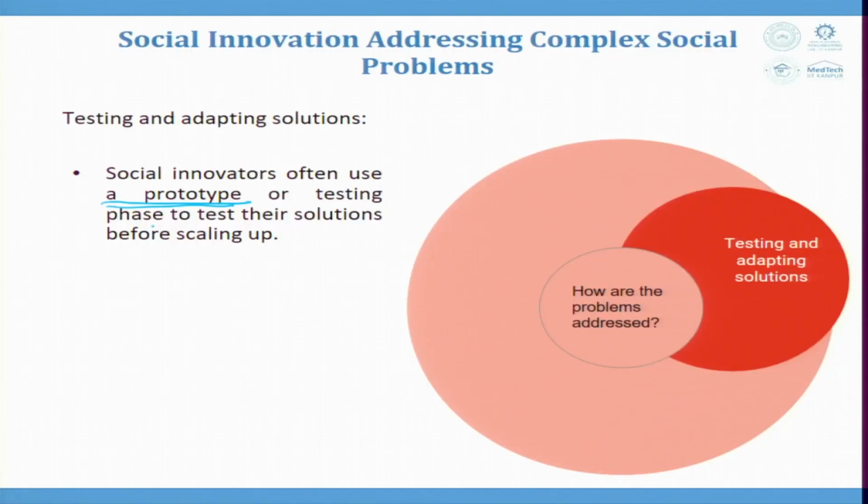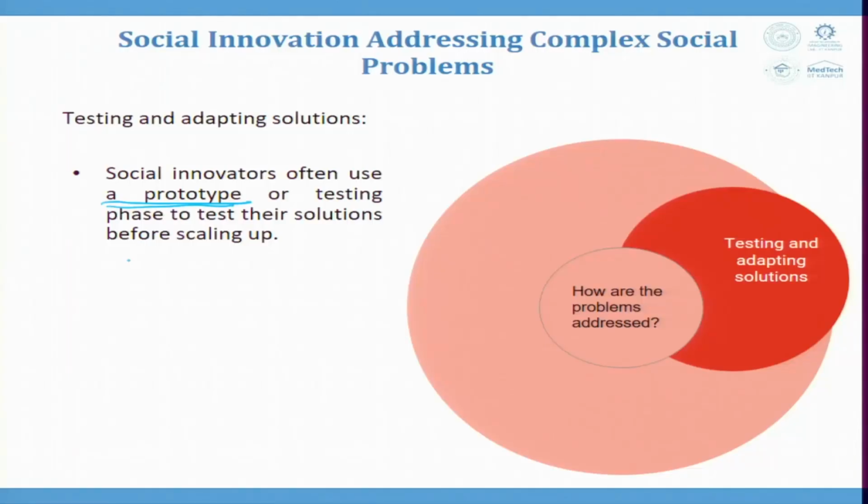So, the social innovators often use a prototype or testing phase to test their solutions before scaling it up. They develop solutions, and these solutions are not just one. Generally what we suggest is that prototypes have to be made at least 10 times, so that you move towards a sustainable solution. Otherwise, you will make a solution which nobody will pick from the market, and you will feel defeated, your emotions get defeated, and you feel as though you are lost.